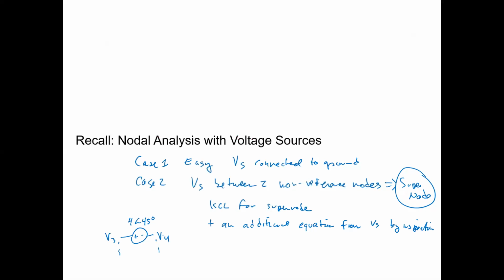Who wants to try the by-inspection equation? Really easy. Isaac, you want to do the by-inspection equation? Yeah. Yep, like V3 minus V4. What about it? Yep. It's constrained by that voltage source. That's the by-inspection equation.